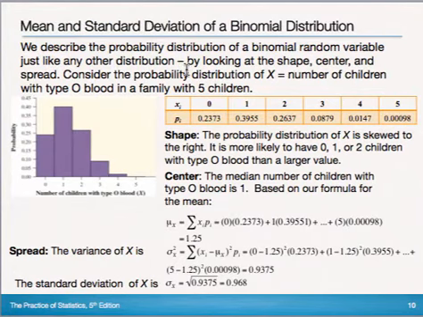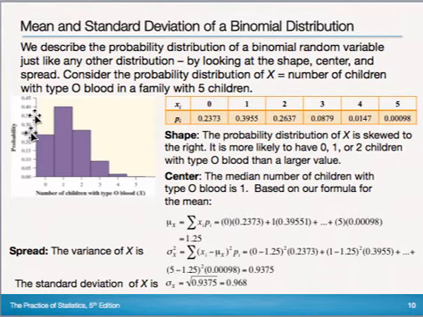Now, just as with any other probability distribution, we can talk about it based on its shape. We can look at the shape, the center, and the spread. So the measure of center is what we would call the mean or the expected value. And that is calculated simply by multiplying the probability p by the number of trials. So for example, in the type O blood situation with 5 children, we would multiply 5 by our probability 0.25 to get 1.25, which would be the expected number of children out of 5 who would have type O blood.